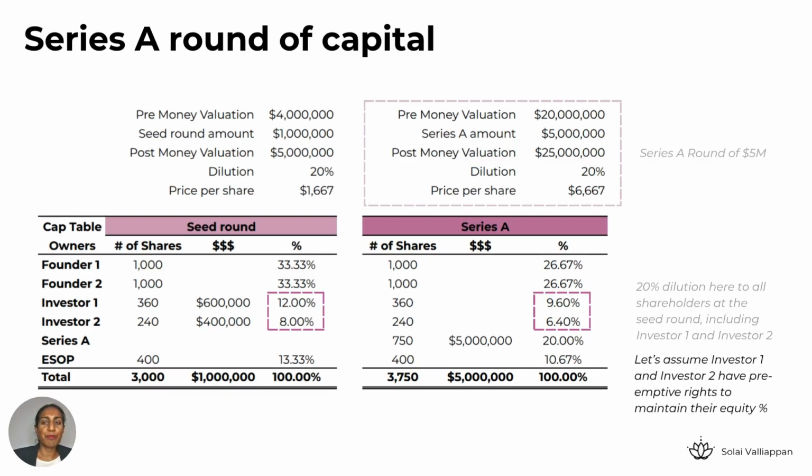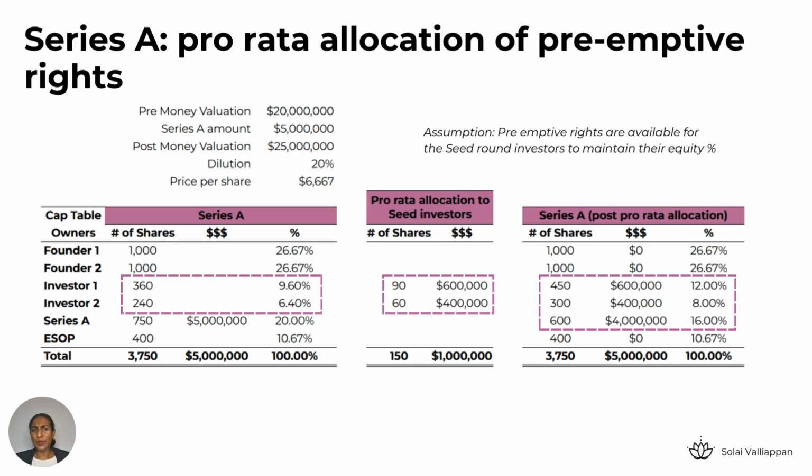But let's assume both investor one and two negotiated preemptive rights in the seed round, which means that they have the right but not the obligation to maintain their equity percentage. What that means is that they have the right to invest more money and not be diluted by new investors coming into the deal. So what does this all mean? Where we calculated $5 million, we can see the number of shares that would be allocated to investor one and two on a pro rata basis in order to maintain their equity.